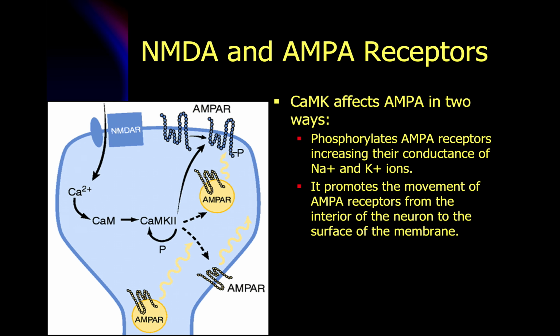Calcium MK affects AMPA in two ways. It phosphorylates AMPA receptors, increasing their conductance of sodium and potassium ions. It also promotes the movement of AMPA receptors from the interior of the neuron to the surface of the membrane.